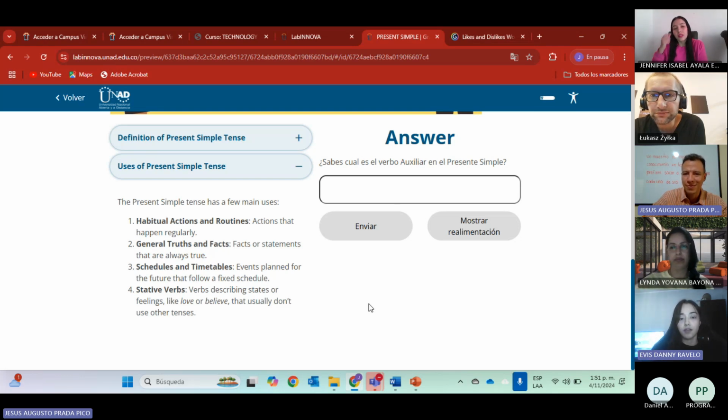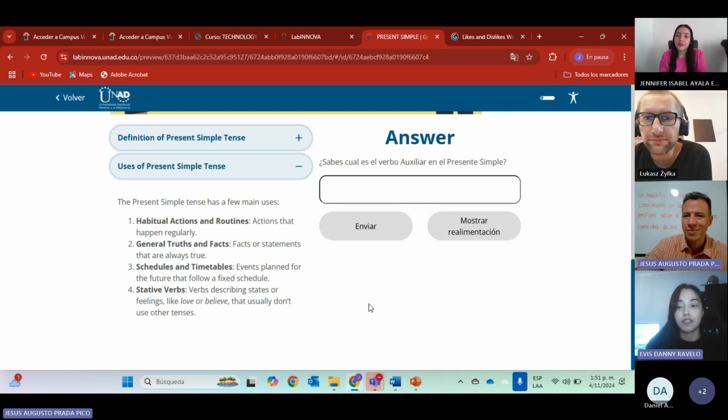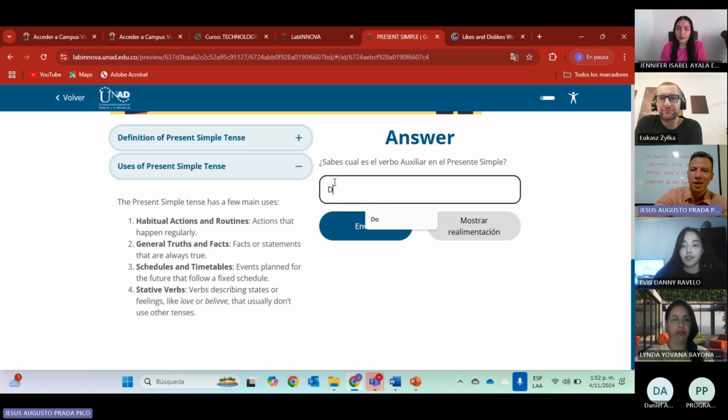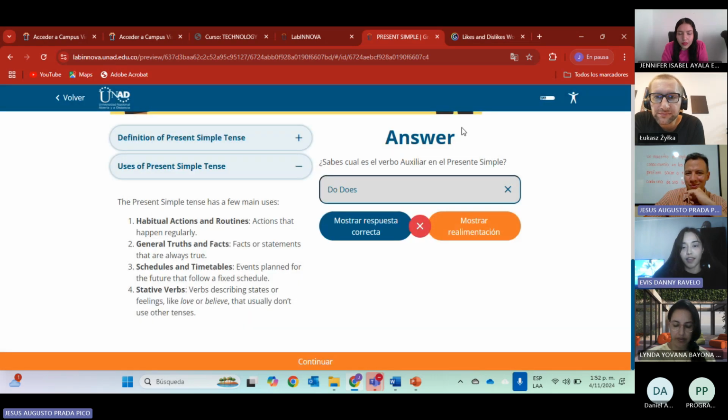So does anybody know how we construct the simple present in negative and interrogative sentences? What verb do we use for that? Anybody? Teacher, we use the verb do. Do. Yes. All right. Any other auxiliary? Does. Yes. Does. All right. And in negative, don't and doesn't. Exactly. Very good. Now we're going to click here. We are going to check.